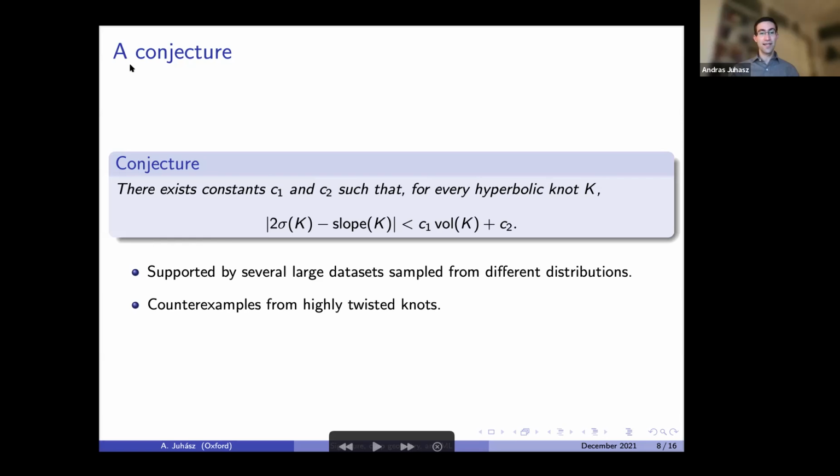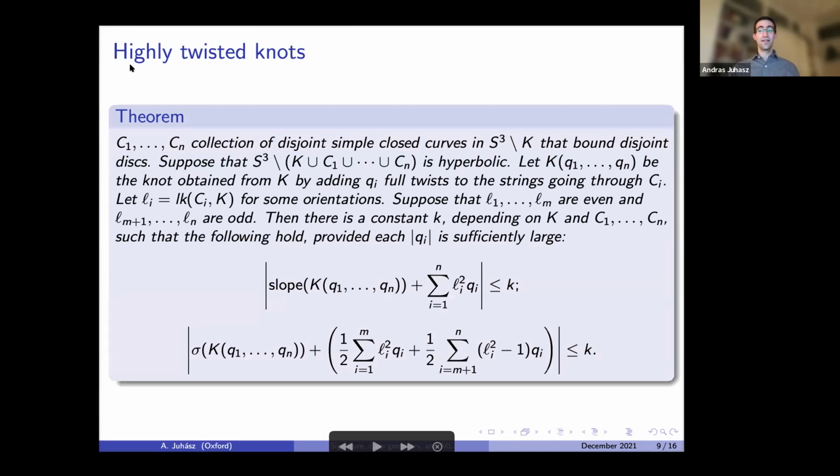So statistics is a strange thing. Now I should mention that we still believe that asymptotically, almost surely, twice the signature minus the slope can be bounded by a linear function of the square root of the volume. And there is some reasonably good heuristic why that should be the case. So for a generic knot, this would be true. So I mentioned these highly twisted knots. It's a bit technical to state, but it's not so complicated.